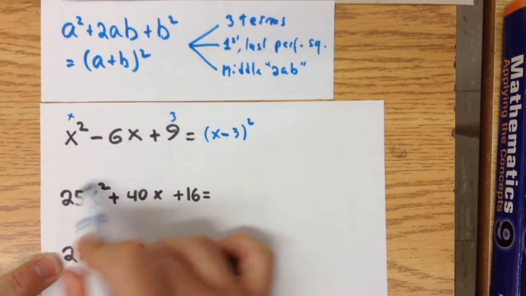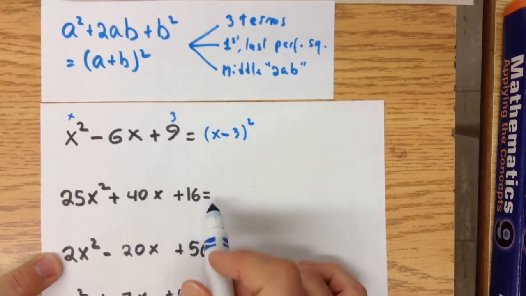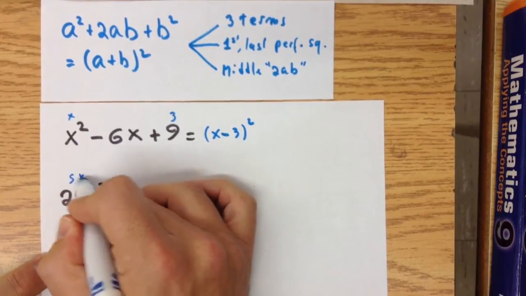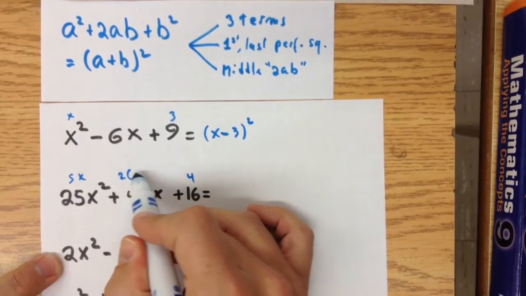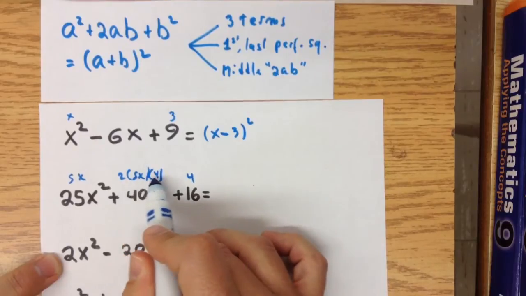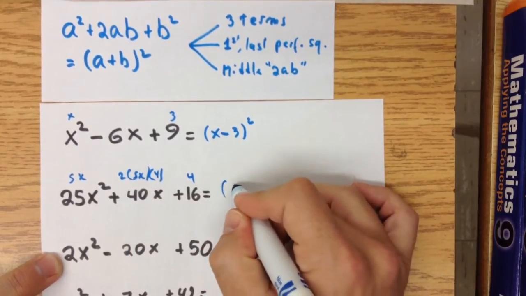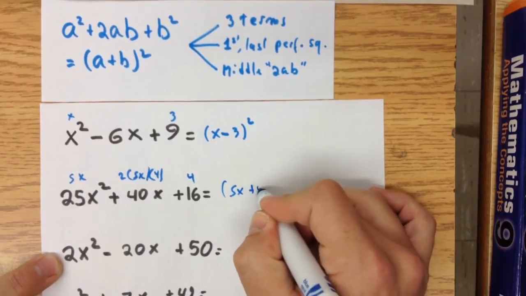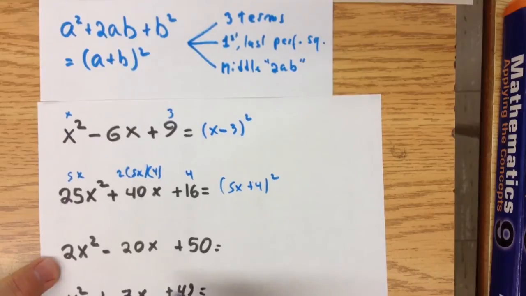So what about this one? Well, are there 3 terms? Yes. First and last perfect squares? Yeah, this is 5x and this is 4. So now I need to check if twice 5x times 4 gives me this number. 5 times 4 gives me 20. Twice 20 is 40. This is right. So basically it's 5x plus 4 squared. And I'm done factoring. What about the next one?